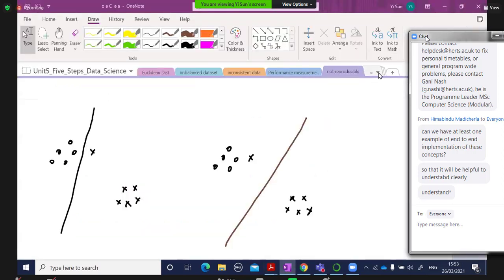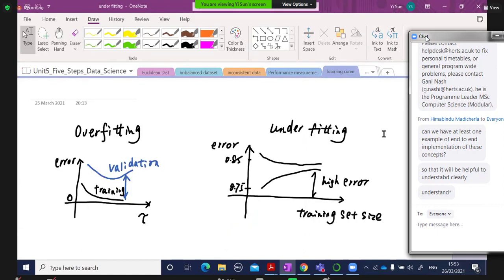For example, here, overfitting. We have a training error curve here and a validation error curve here. The training error, you can see, is very low. That is good. However, the validation error is very high. The gap between these two curves is large. This is called overfitting. That is something we don't want, okay? We want to avoid overfitting.